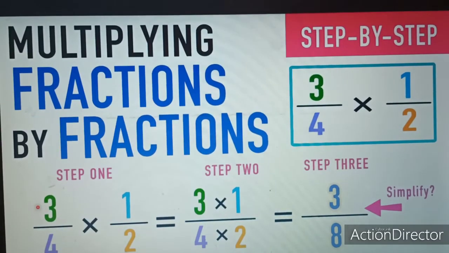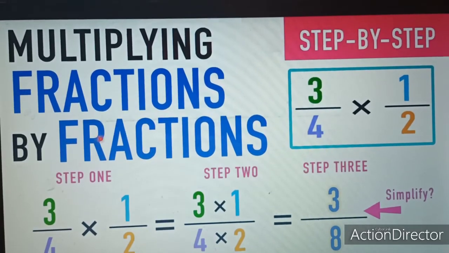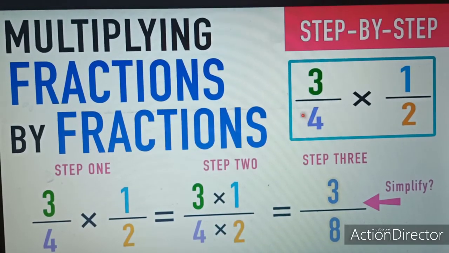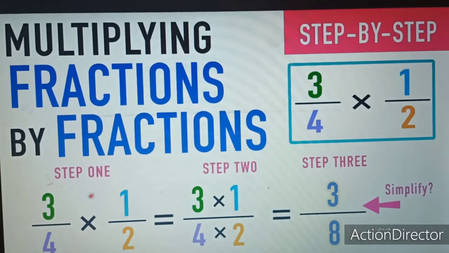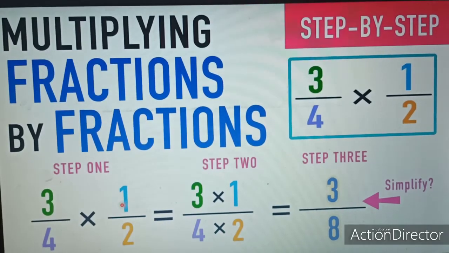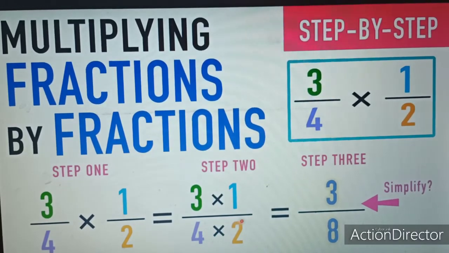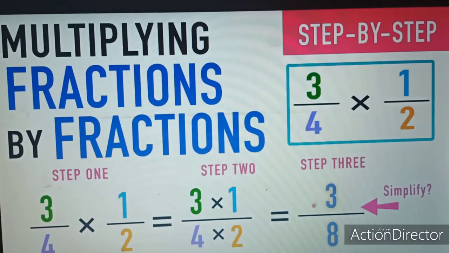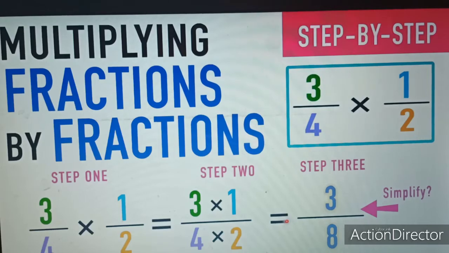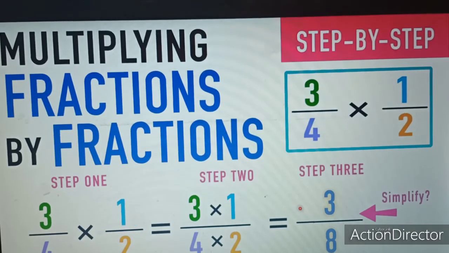Let us move on to case 2. That is, we are going to multiply fractions by another fraction. See here, 3 by 4 is one fraction and 1 by 2 is another fraction. So how am I going to do it? Step 1, I am going to write 3 by 4 into 1 by 2, and in step 2 there are no numbers to be cancelled. So I am going to multiply the numerators: 3 into 1 upon 4 into 2. Now step 3, 3 into 1 is equal to 3 and 4 into 2 is equal to 8. And this is a proper fraction which is already in the simplified form. So we cannot simplify further. So this is our final answer. So this is case 2.